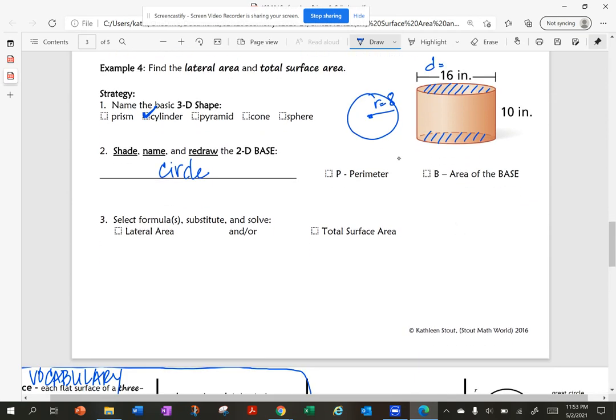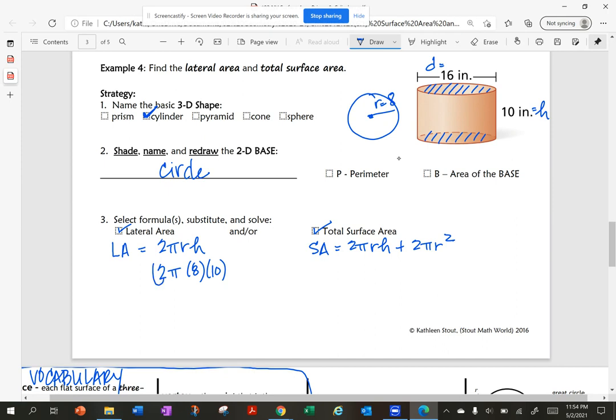Okay, so the two formulas. I'm looking for lateral area and total surface area. So we said lateral area is 2 pi r h, and surface area is 2 pi r h plus 2 pi r squared. So I'm going to start substituting in 2 pi, my radius is 8, and my height is 10. That's from base to base.